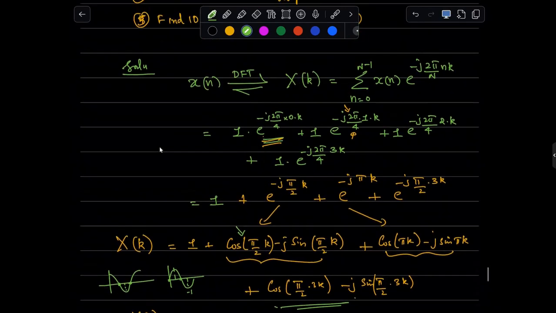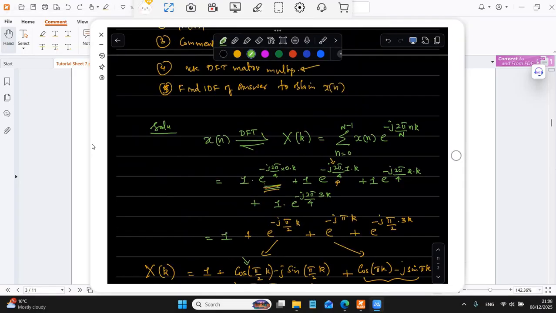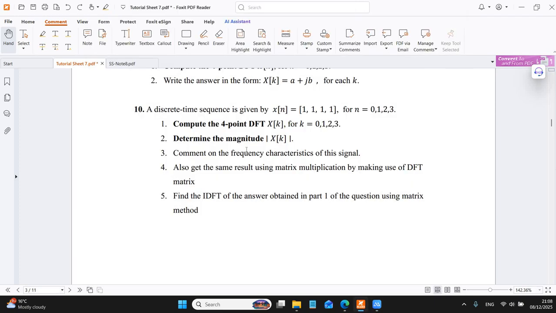Next, we want to determine the magnitude of x of k. The magnitude of x of k you can find by using the first equation itself. So this is the first part. I can find the magnitude of x of k by separating out the real and the imaginary part.